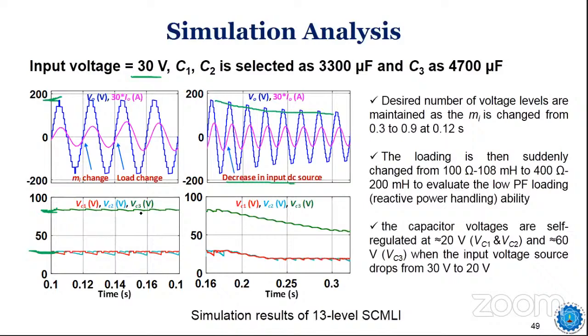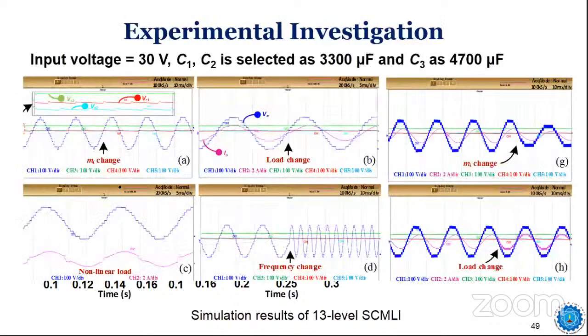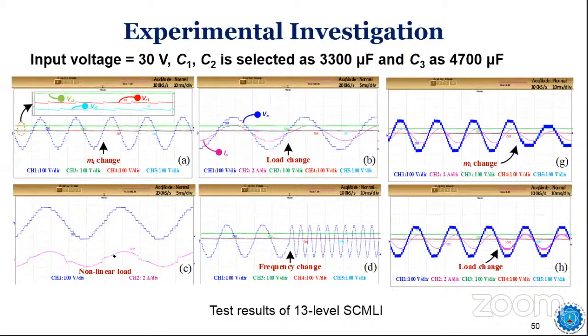So these are some of the real-time results from the experimental test setup that I've shown you with respect to nonlinear load, with respect to sudden load change. If you suddenly change the load from resistive to inductive, what will happen? See the pink color graph, this is the load current. The blue color one is the load voltage. Suddenly, if you change the loading, what will happen? The current will change accordingly, not the voltage. So that has been tested here.